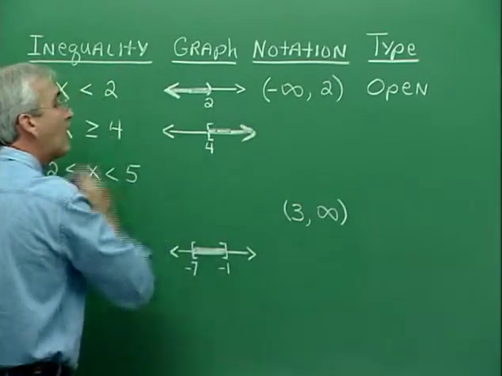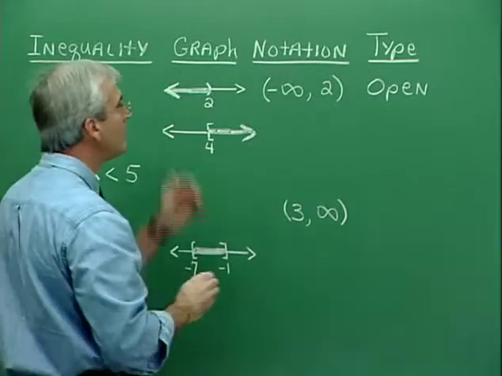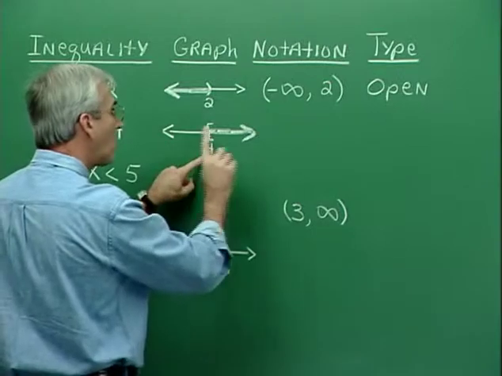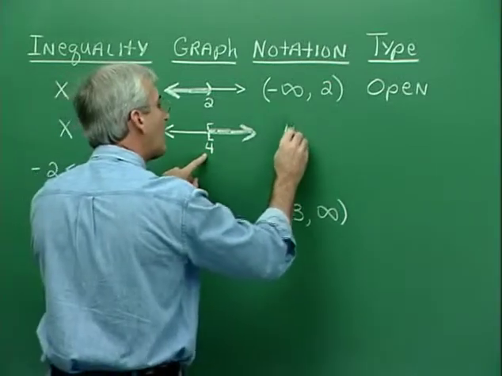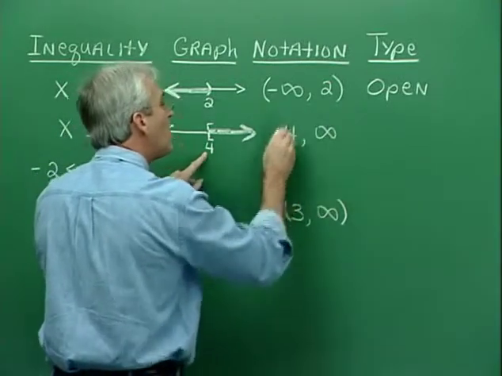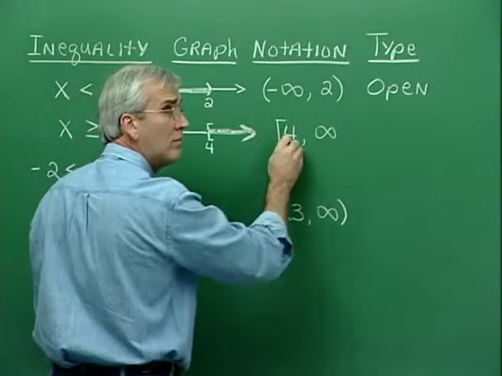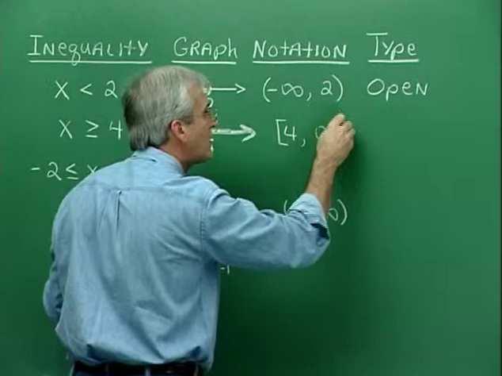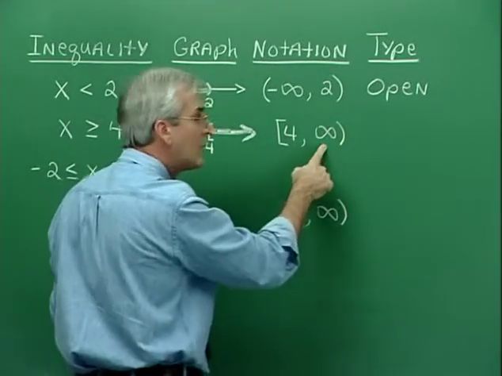And I might put the arrowhead on the other side as well. For the interval notation, we want the interval from 4 to infinity. So we write 4 comma infinity. We want to include the 4, but we're not showing a closed situation on the right side because of the infinity notation.